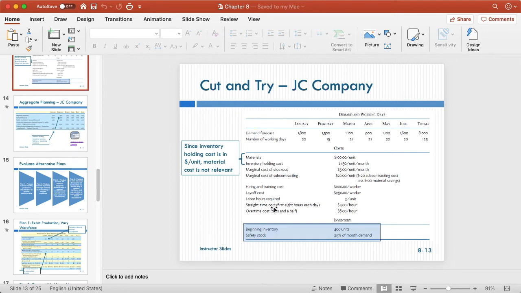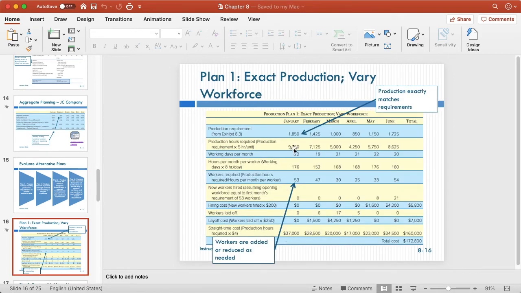The production cost for every hour is $4, since you're producing product, right? It actually takes electricity, it needs water, it needs monitoring. Let's say this is $4 per hour. Then, of course, for these 9,250 hours, the straight time cost is times 4 to get this cost. That's why the straight time cost for January is $37,000.